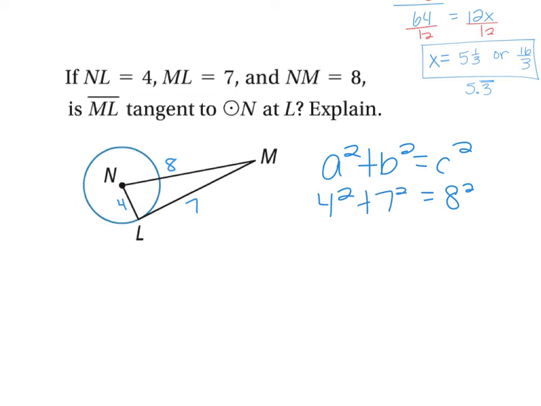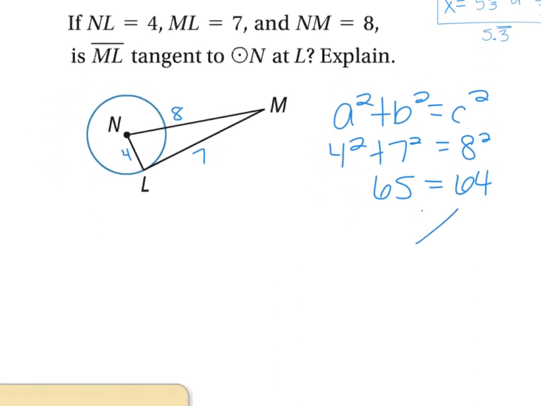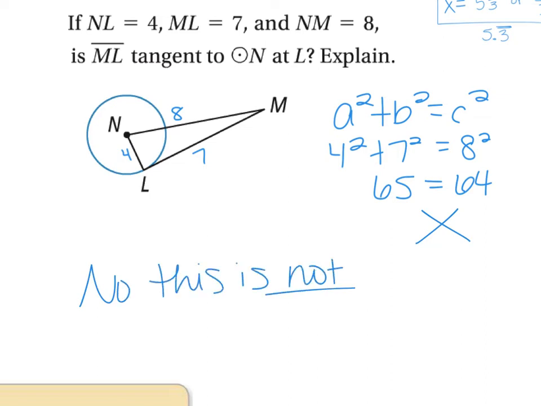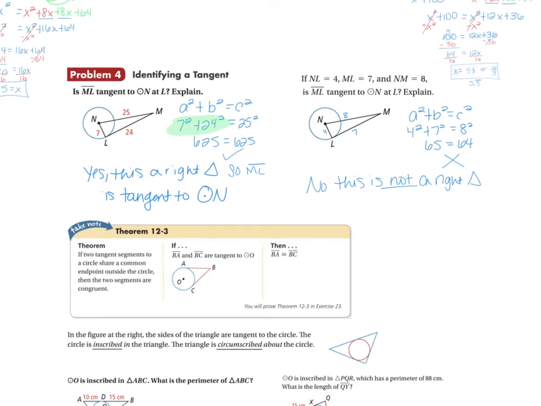Just like we did on the last one, you type that left side in your calculator exactly as is, and you get 65. Equals, and then 8 squared would be 64. Does this pass the Pythagorean theorem test? No. So no, this is not a right triangle. That's good enough. You don't have to say so it's not a tangent. If you just say no, it's not a right triangle, that's acceptable.